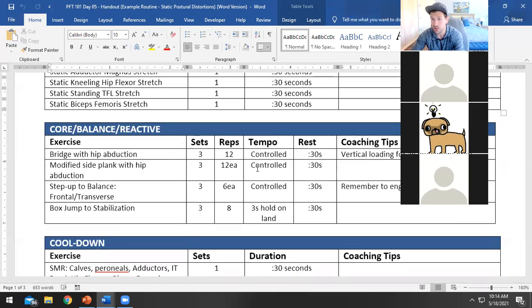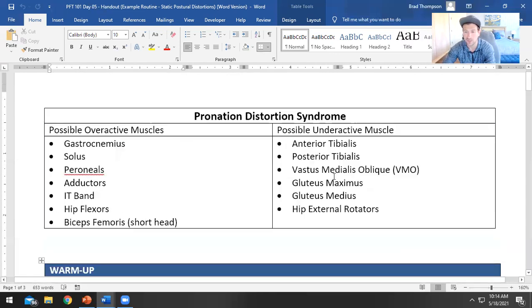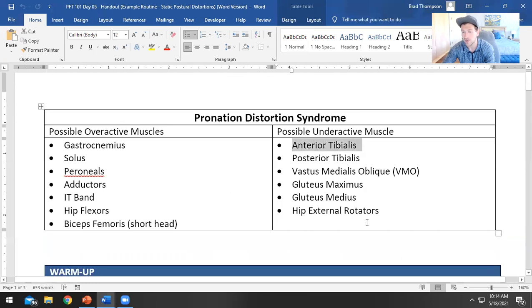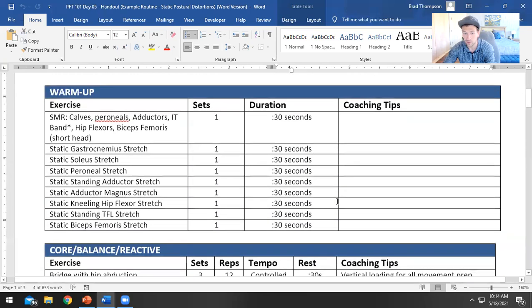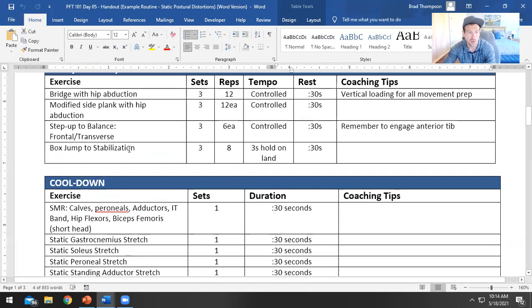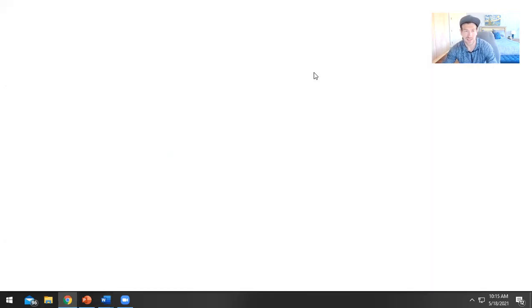And then I need to strengthen the opposite side, right? I need to look at my weak muscles here, right? How do I strengthen my anterior tib and my posterior tib? How do I strengthen my VMO? How do I strengthen my glutes, my rotators, right? Well, we can see a bridge with hip abduction would be a really good one. That is this exercise right here.